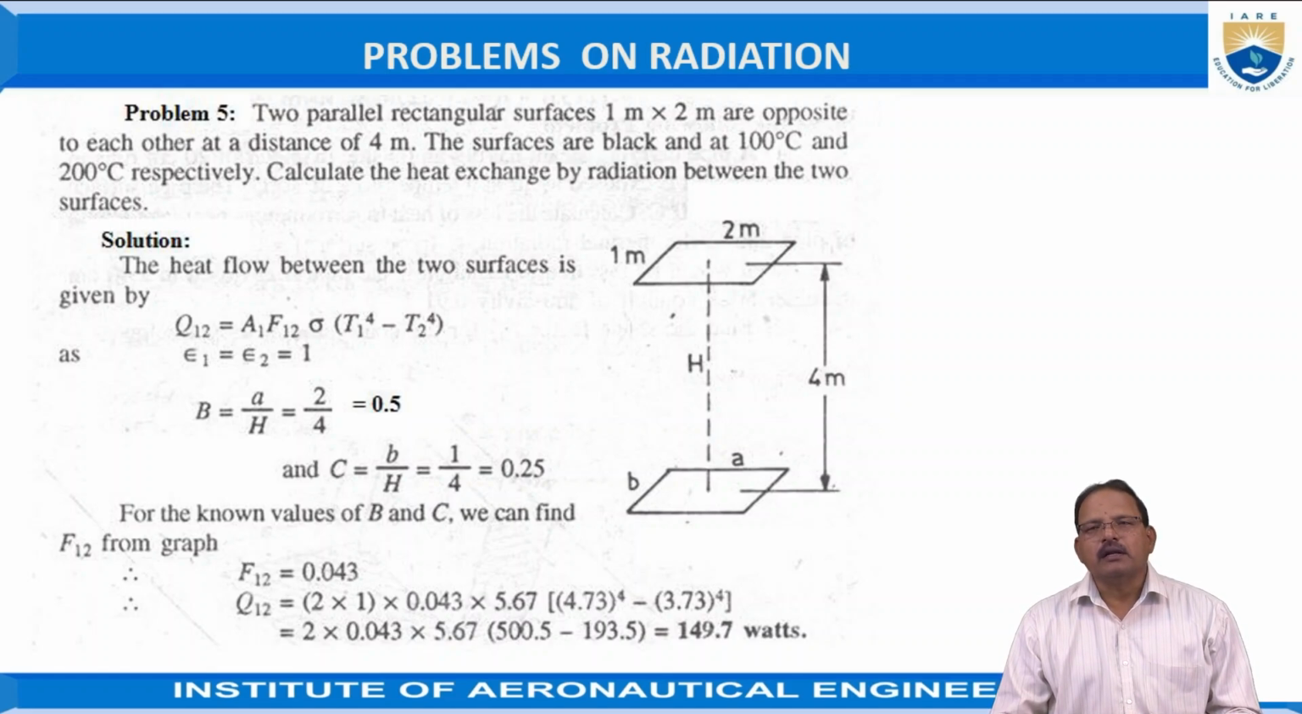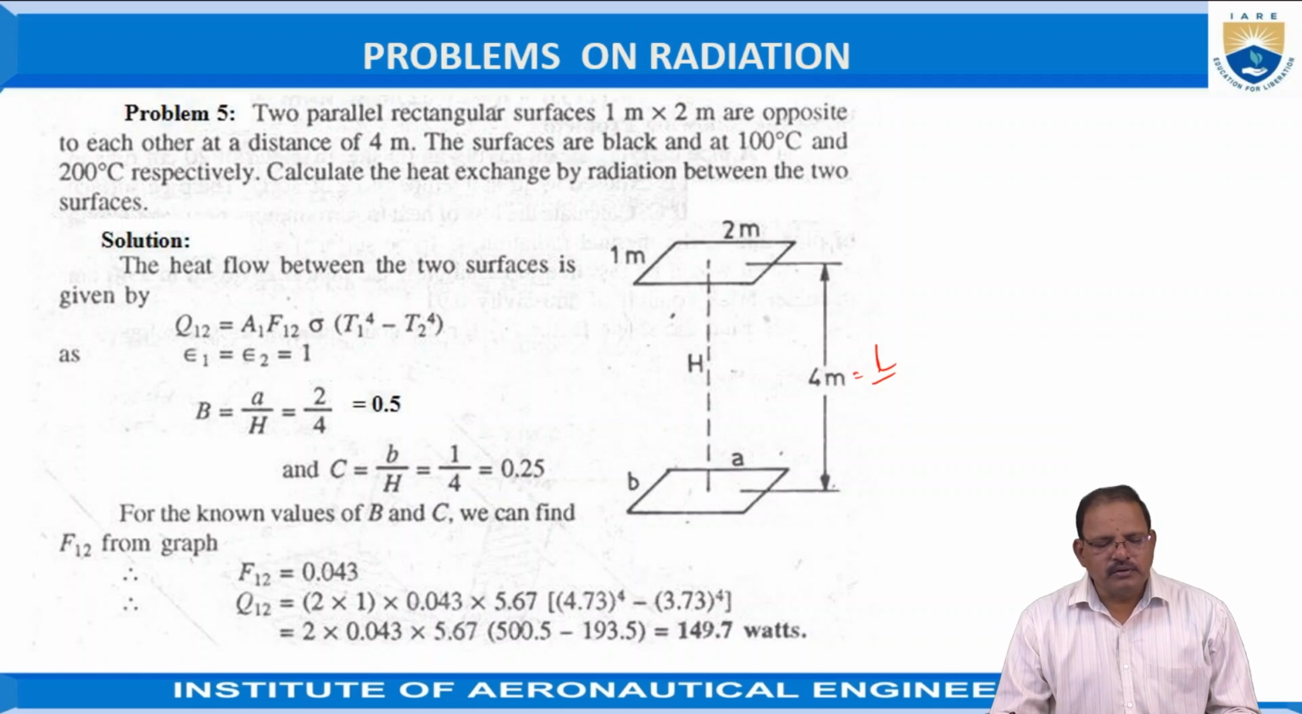Here two rectangular plates are given having the dimensions of 1 meter by 2 meter. Hence, the area is 1 by 2, equal to 2 meter square. The two plates are separated by a distance of 4 meters, so L is equal to 4 meters. The surfaces are black, one at 100 degrees centigrade and the other at 200 degrees centigrade respectively.